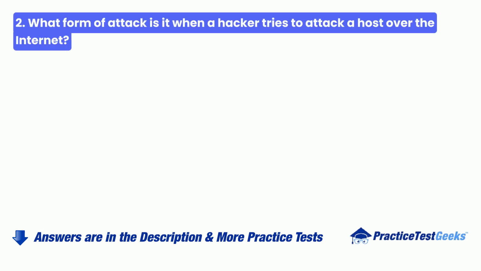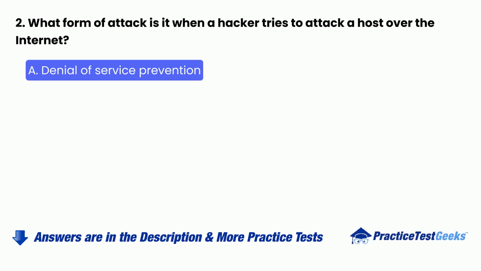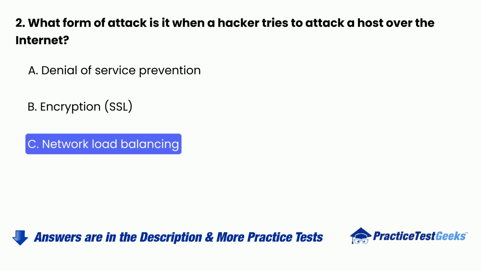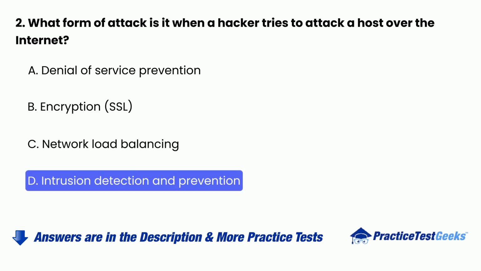2. What form of attack is it when a hacker tries to attack a host over the internet? A. Internal attack. B. Remote attack. C. Physical access. D. Local access.